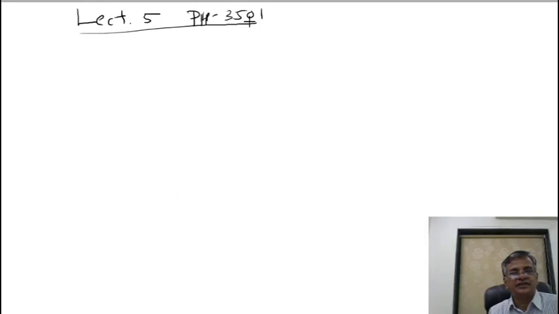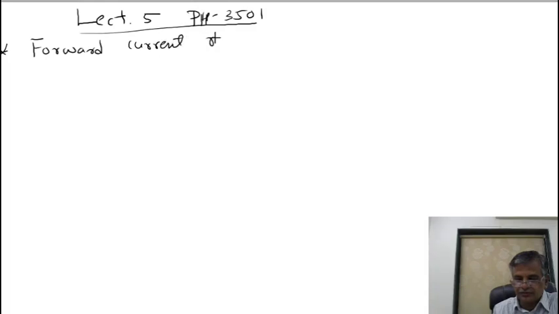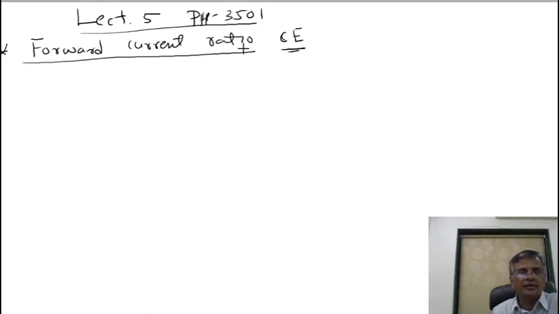Up to this lecture, we have seen input and output characteristics, leakage current. Now today I am discussing about the forward current ratio for common emitter configuration. This topic I want to discuss. Forward current ratio is nothing but you are discussing the current gain. Nothing else.